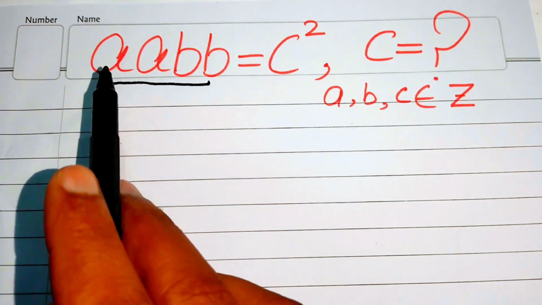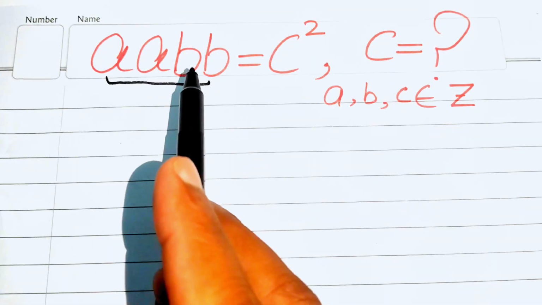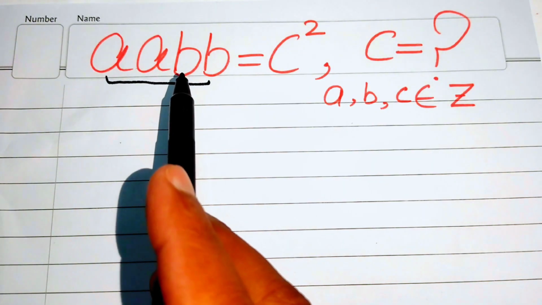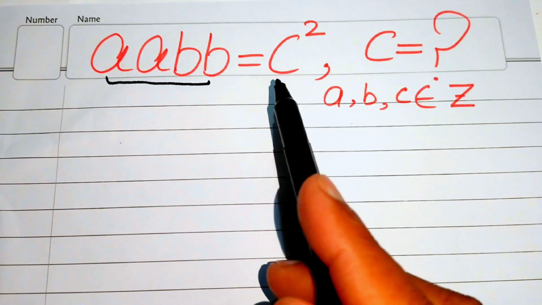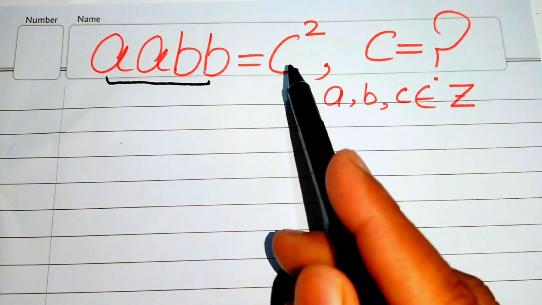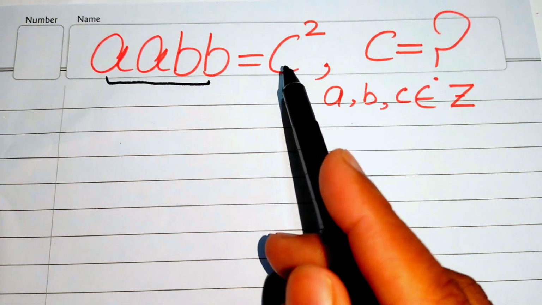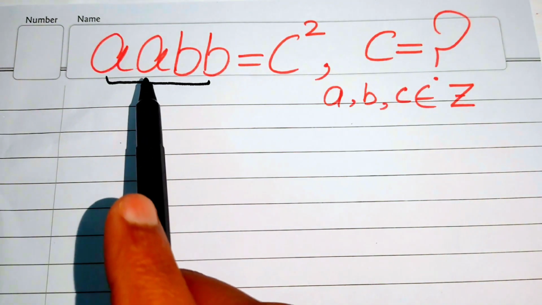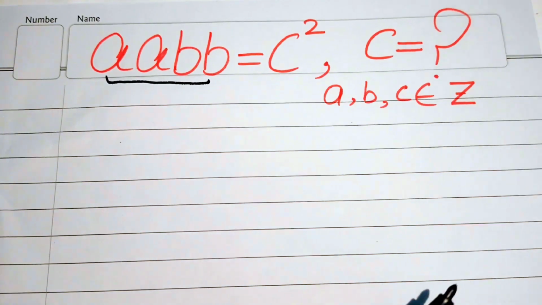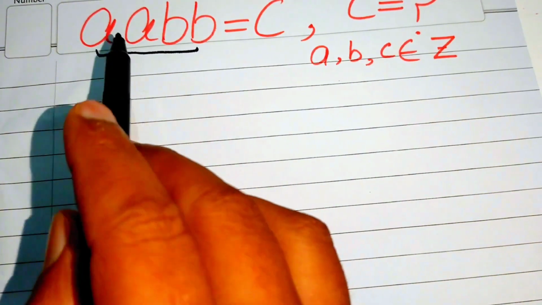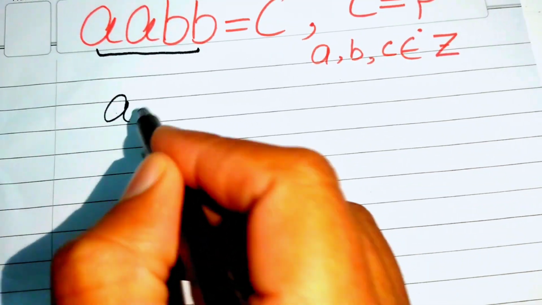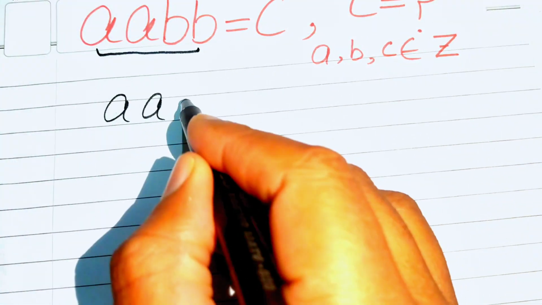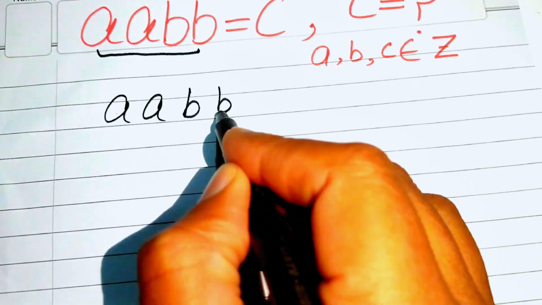So here we have AABB makes a four-digit number, and it is equal to the perfect square of a number. So we find the value of this perfect square C, or we find all the values of A, B and C. First we explain this expression a little bit, and first we rewrite it as A A B B.